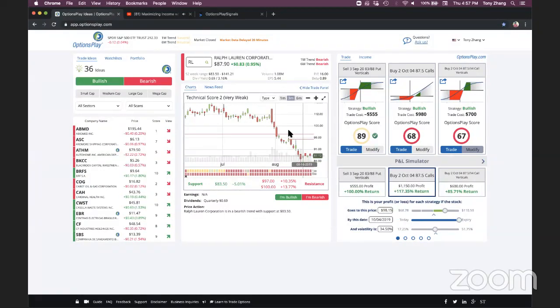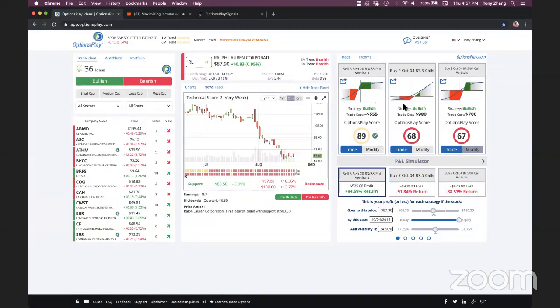So Ralph Lauren's around $87.90 right now. There's a few different ways that I can look at this. Either I think this stock is oversold and it's going to bounce higher back to 100, or I think the stock's just going to stay around where it is right now. If I think the stock's just going to stay around where it is right now, as you can see, if I had bought the call option, I'd lose pretty much everything. Out of the 980, I would lose $900 if the stock stayed where it was. Versus if I'd sold the put credit spread, I make a $525 profit.